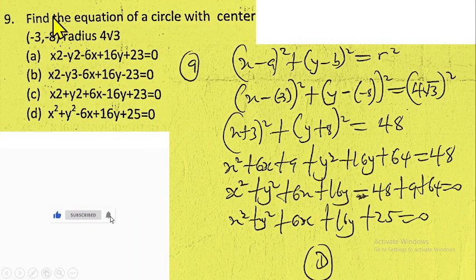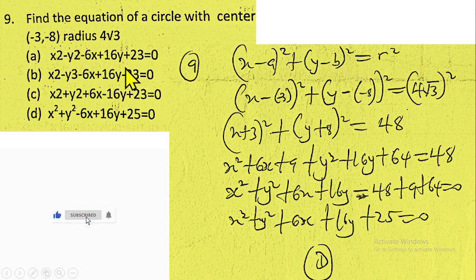Question number 9 is from equation of circle. We have to find the equation of the circle with center (-3, -8) and a radius of 4√3. So we have to find the equation of this circle given the coordinates of the center and the radius of the circle. We know that when we are given the coordinates of the center of the circle and the radius, you can use this template.